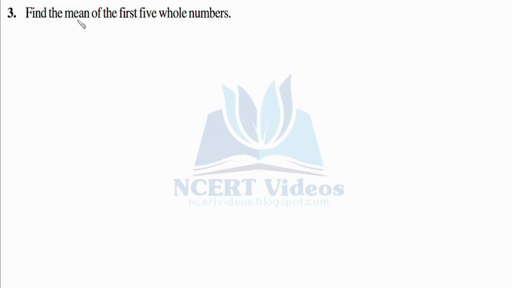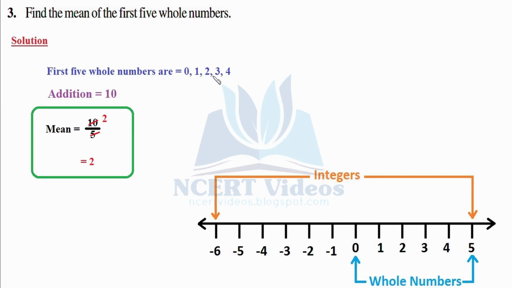Question third. Find the mean of the first 5 whole numbers. The first 5 whole numbers are 0, 1, 2, 3, 4. You know it very well.